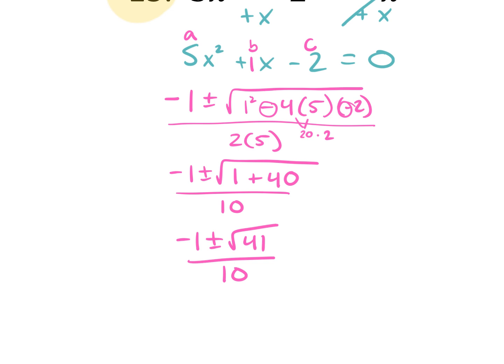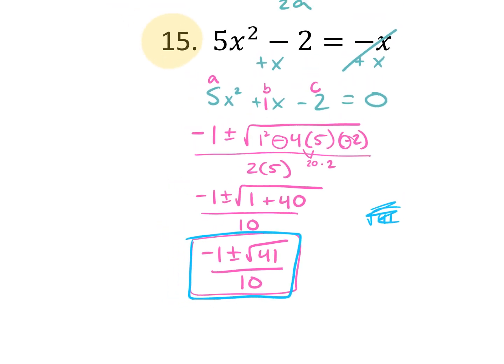Always, always, always check to make sure you can't simplify your square root. Can I simplify the square root of 41? Do we have any factors of 41? No, so it doesn't simplify. So this would be our answer.